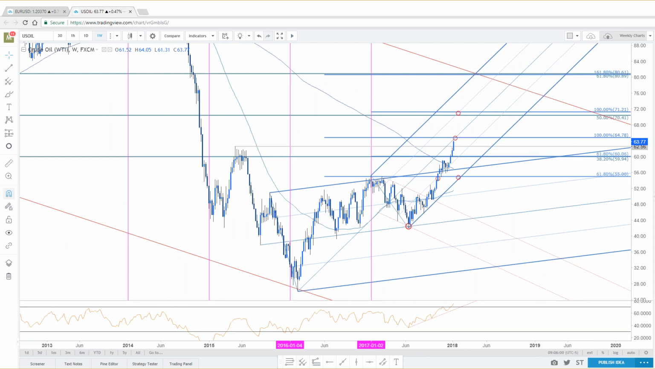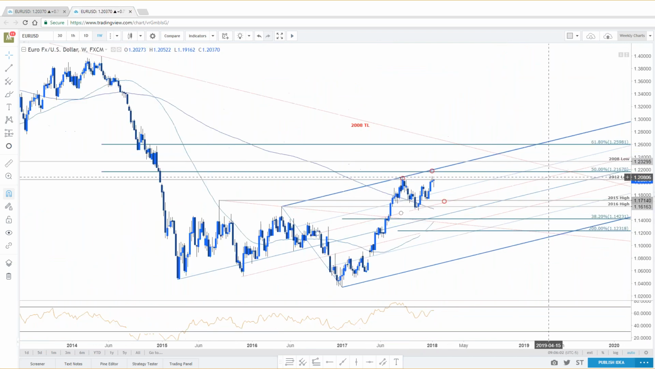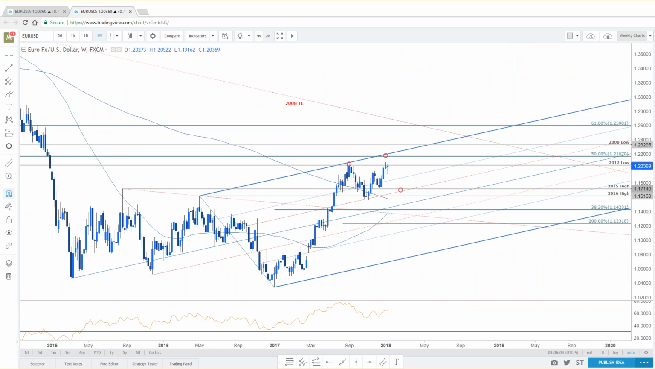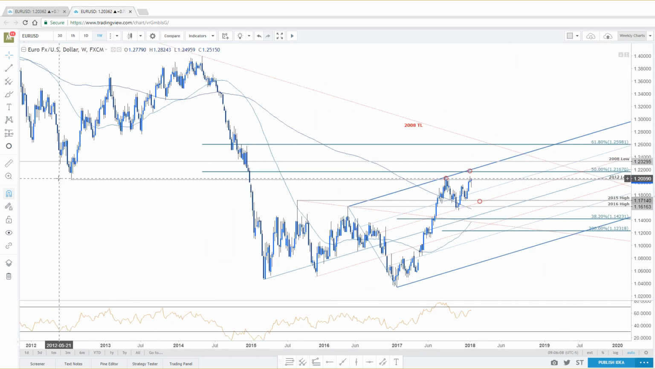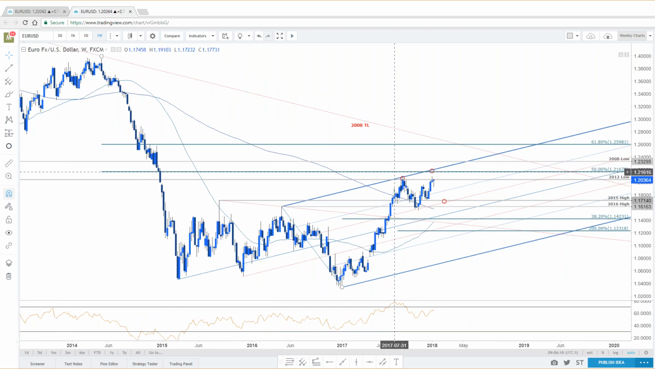Here's the euro dollar on the weekly charts. We talked about the 2012 low, and that's basically the level at which we're still unable to close above. We tried to close there last year. The close was actually right there. 2035 is where we actually closed, the high day close, high week close for last year. We pull back. There it is again.